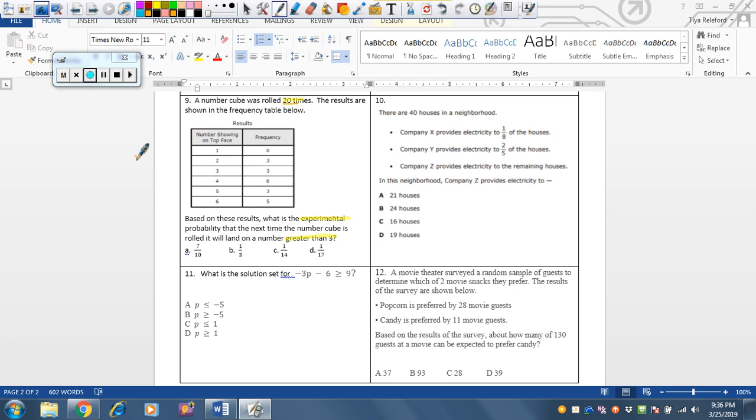Now we know it was rolled 20 times, so that's your bottom number. Your top number is how many are greater than 3. 4, 5, and 6 are greater than 3. So you're going to need to add all of these together for your top number. Then you'll probably have to simplify to get the answer.